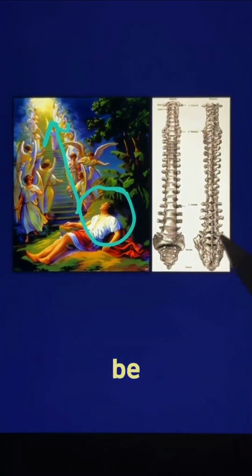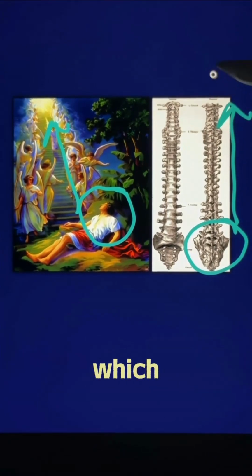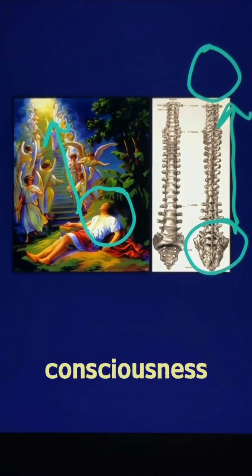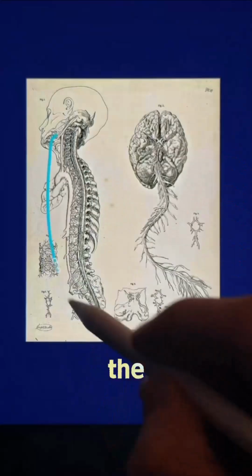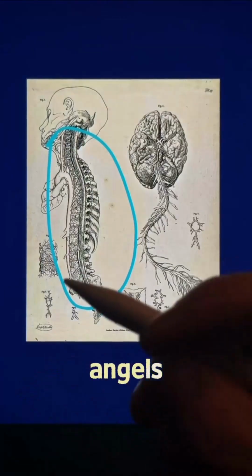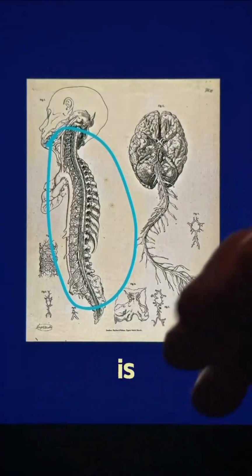The rock would be associated with the coccyx bone, and the ladder would be your spinal cord, which reaches up to the brain, which is the center of consciousness. Angels are metaphors for the electricity inside the human spinal column, because angels are the helpers of God. But in esotericism, everything is a metaphor.